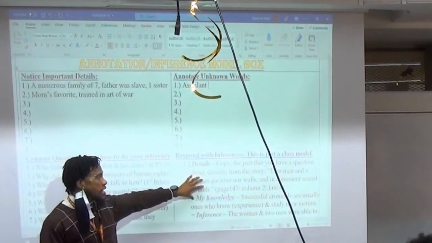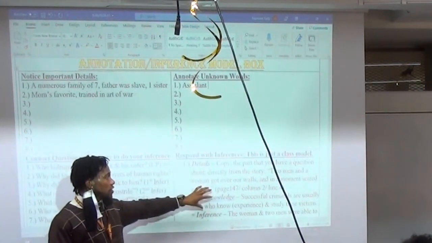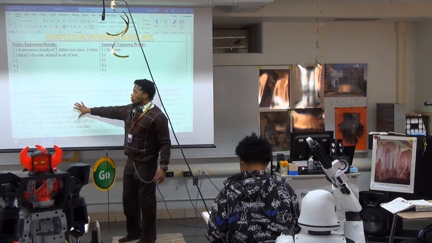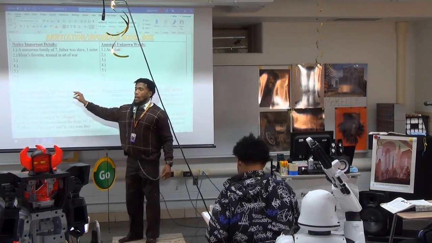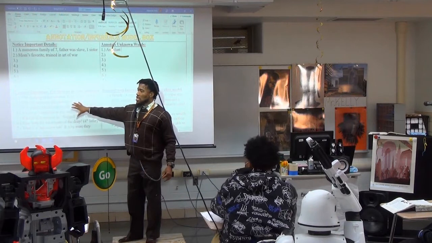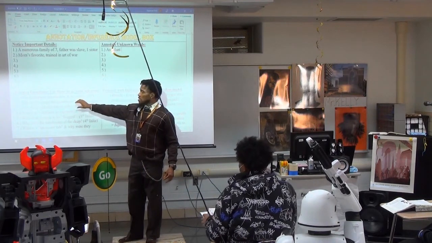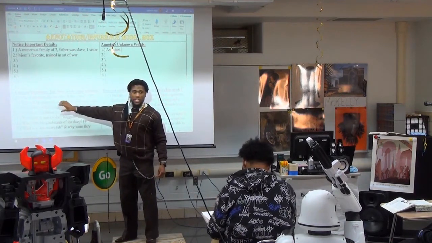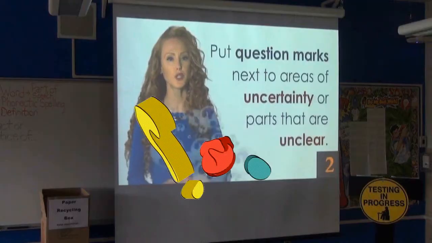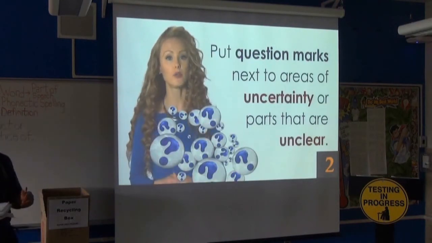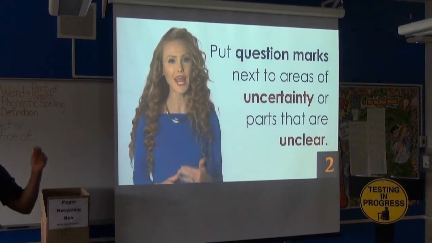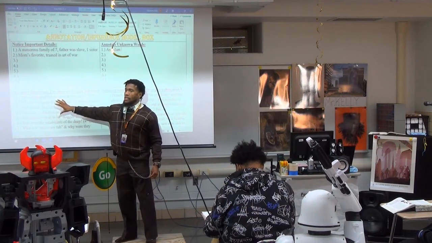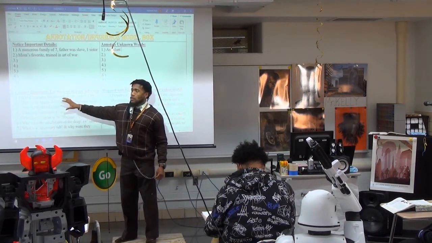Okay, you will be responsible for creating a certain amount of inferences from the questions that I have created for you. So remember what she said from the making an inference, from the annotating video. Ms. Sam, sit up please. She said that you put a question mark next to areas of uncertainty. Number 2, use question marks in the book to indicate areas of uncertainty. So anytime you're reading and you're like, what? Put a question mark.